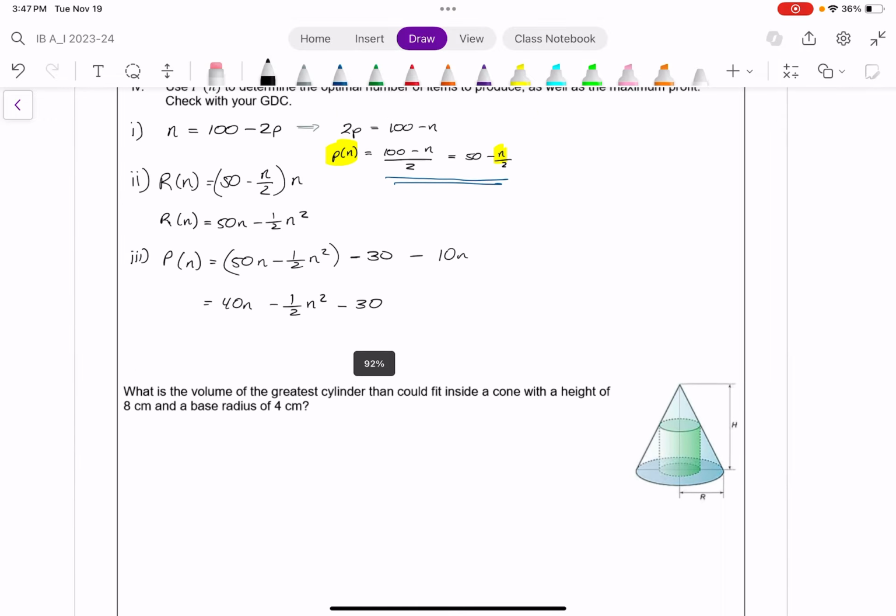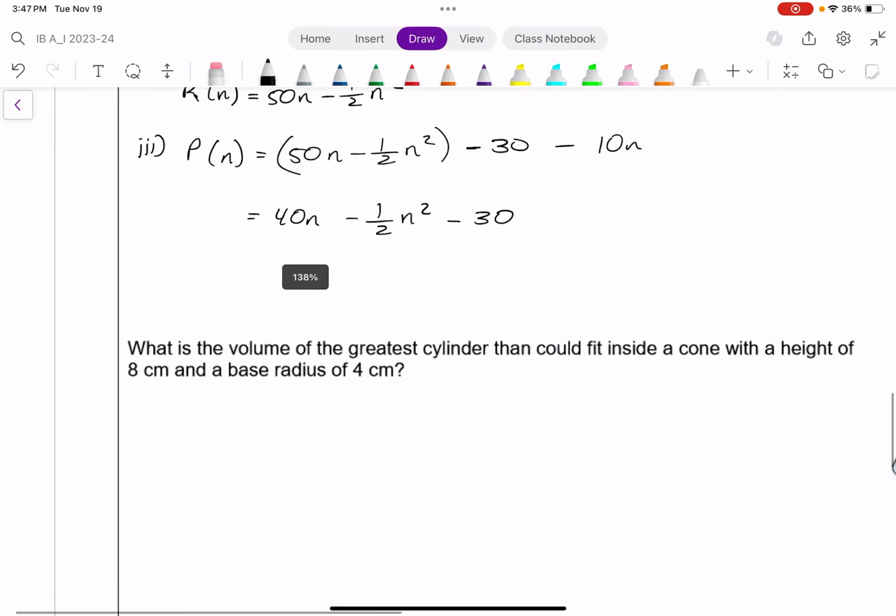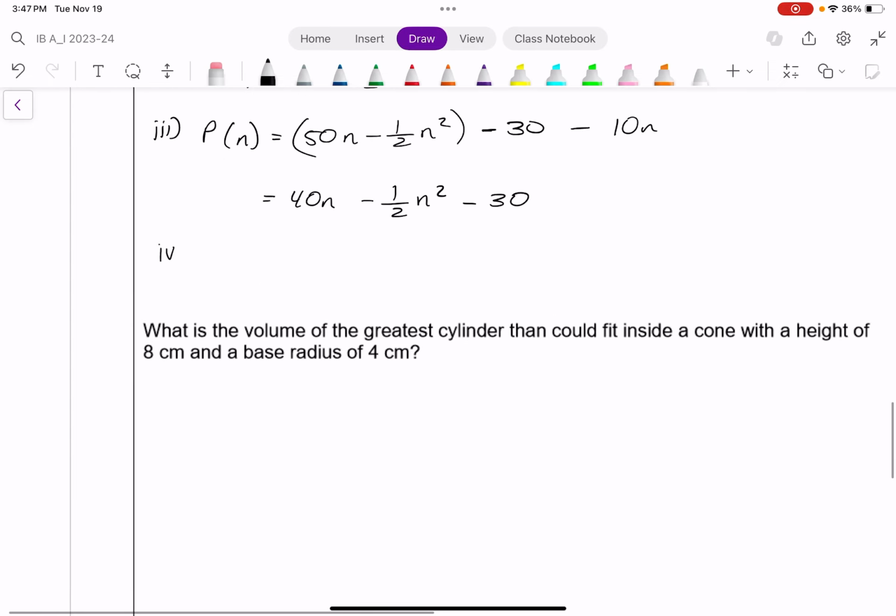So now, for step 4, I want to find the derivative of this. So the derivative of this function, P prime of N, capital P, is just 40 minus 1/2 times 2 is 1, so minus N. And the minus 30, that's a constant. The derivative of that is 0. So there's my very nice and simple derivative.